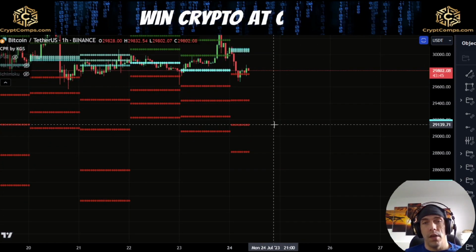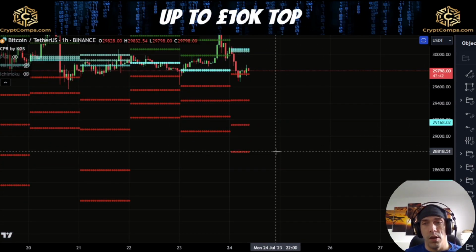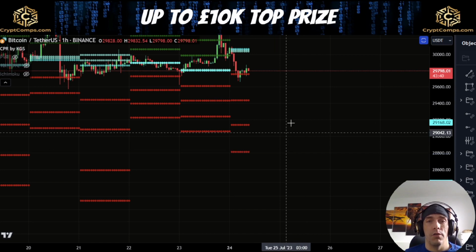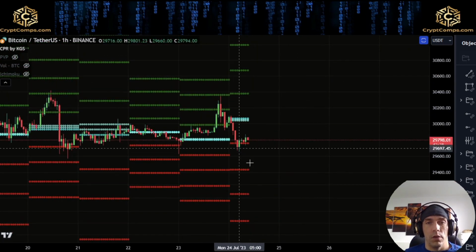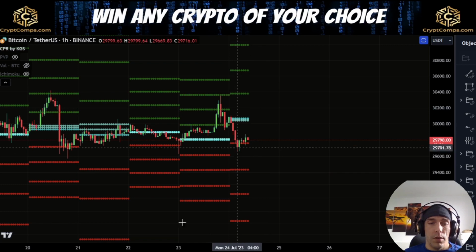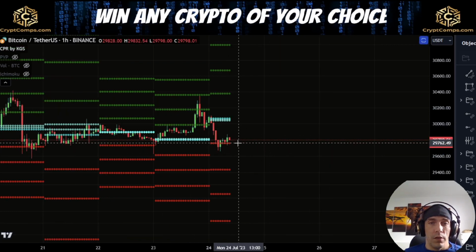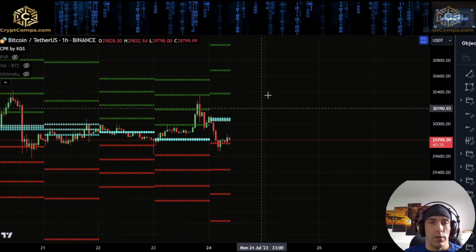29,438. We have this area here, this 29,131, and this 28,818 as possible downside targets for today still. So I'm going to be keeping an eye on this. If we start to lose this S1 line, we could potentially move back into some of these lower levels.